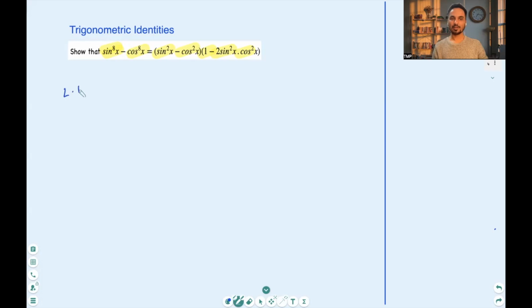Starting with the left-hand side, which is given as sin to the power 8x minus cos to the power 8x, and the right-hand side is given in terms of sin and cos. So we will try to use what we know in terms of algebra and trigonometry. So we know that sin square x plus cos square x equals 1. And wherever required, I'll give you the algebraic identities.